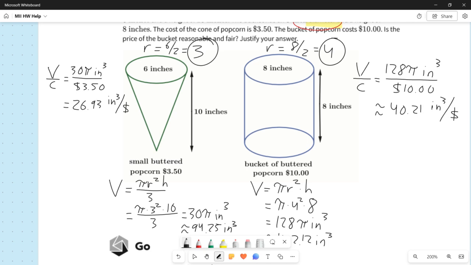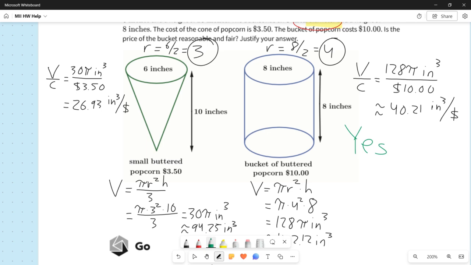So for every dollar that I spend, I get 40.21 cubic inches, and I end up spending 10 of them. But per dollar, I'm getting about 40 cubic inches. So with the cone, I get about 27 cubic inches for every dollar that I spend. And with the cylinder, I get approximately 40 cubic inches for every dollar that I spend. And so for the question, is the price of the bucket reasonable and fair? My answer here is yes. Yes, it is.